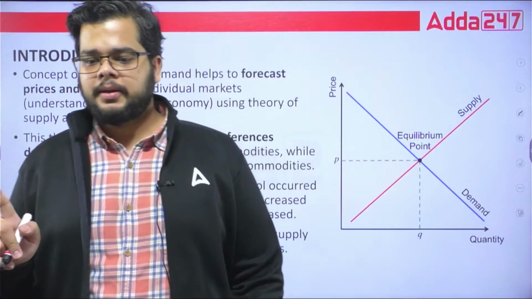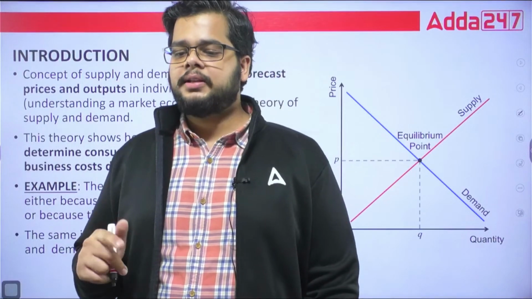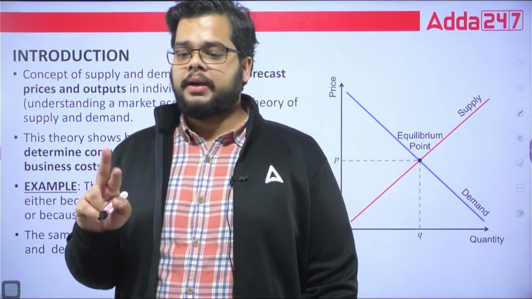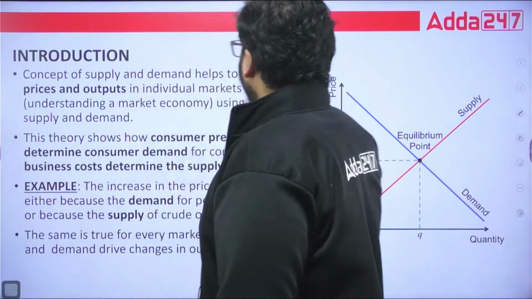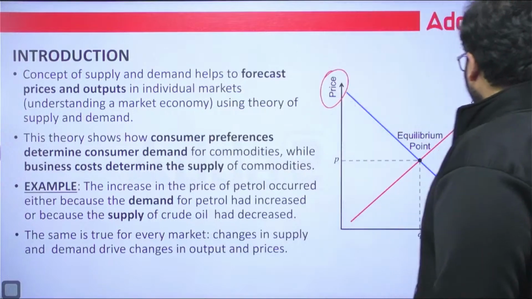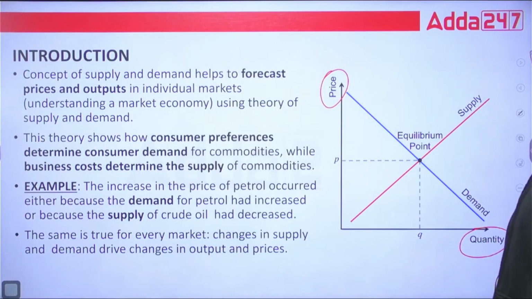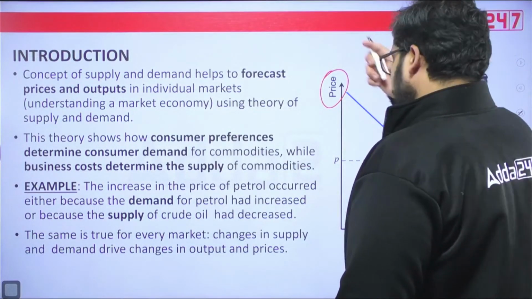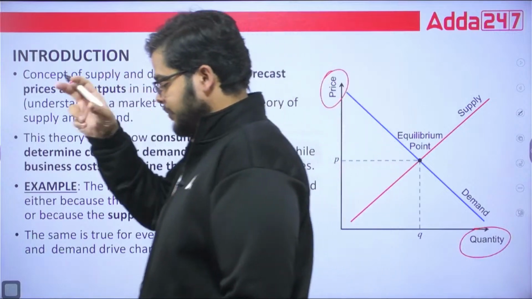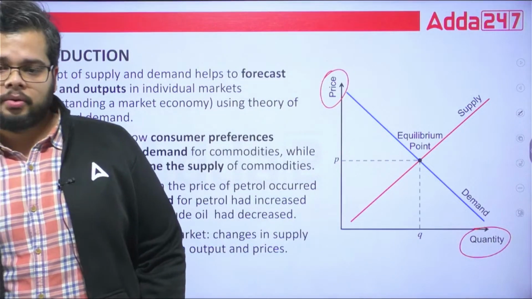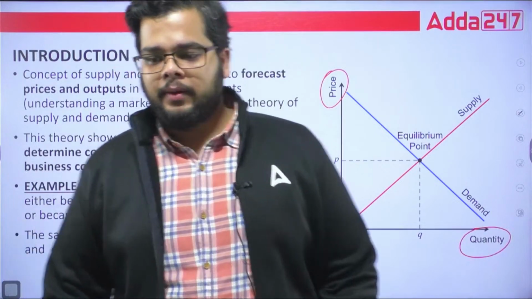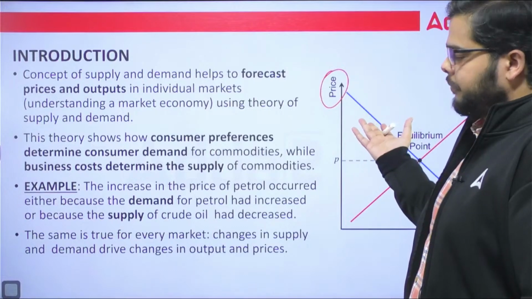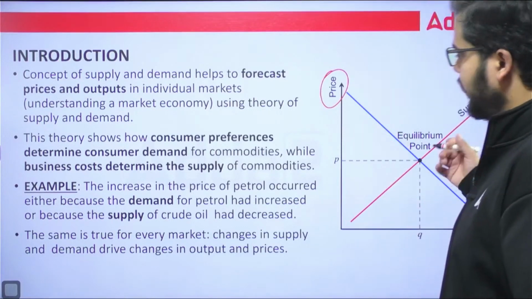One is the concept of consumption. What is the consumption level of a particular customer? And second, price and quantity. Price and quantity form the basis of the study of this concept. If you want to study supply or demand, you must study them using the two benchmarks, that is the price and quantity. And here also we will be looking into the whole concept of demand and supply using the components of price as well as quantity.